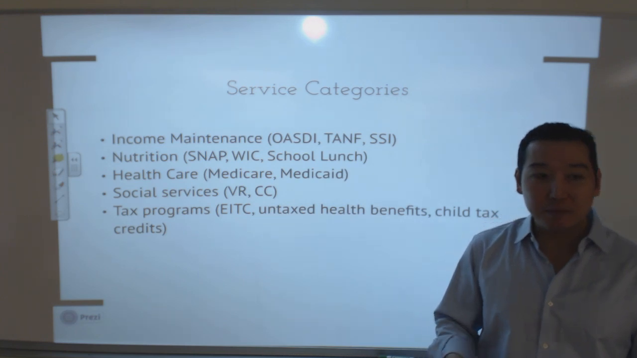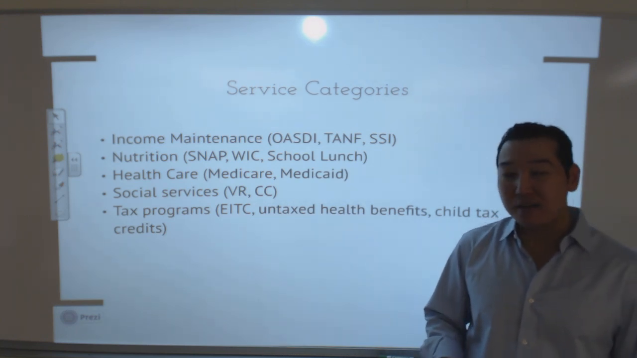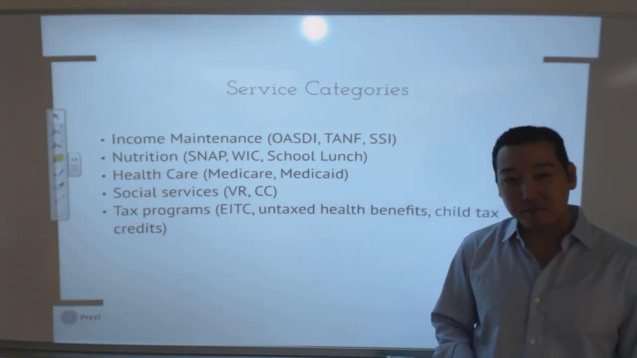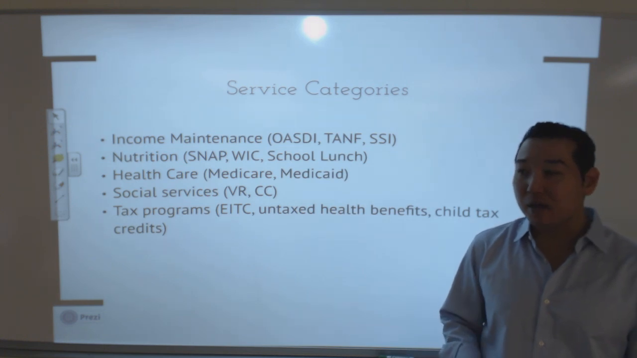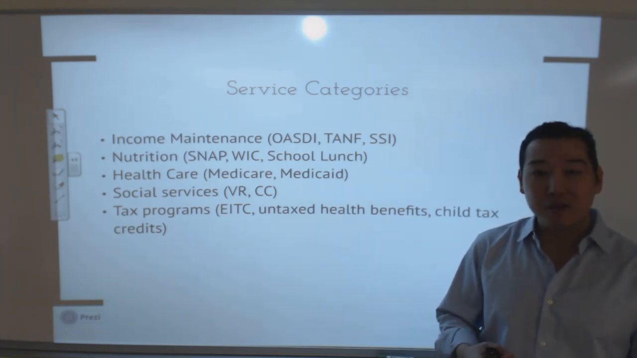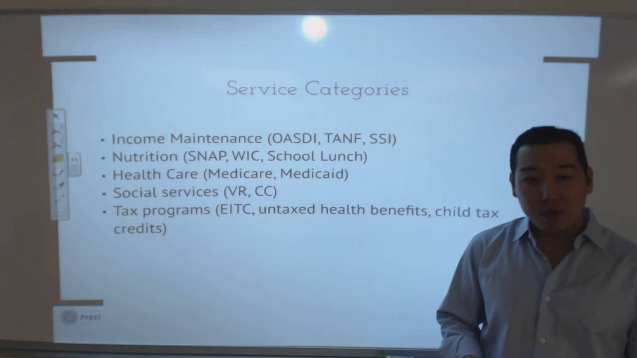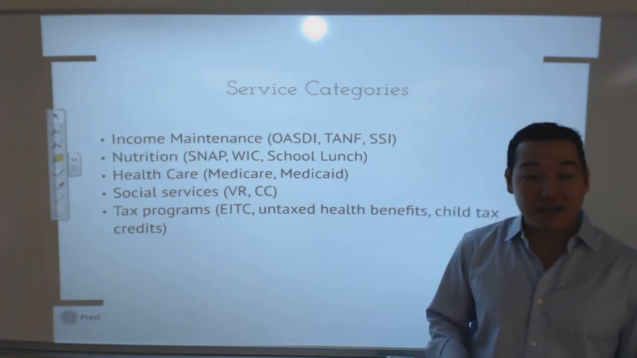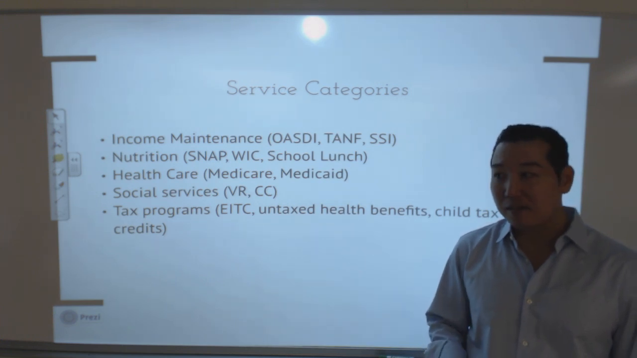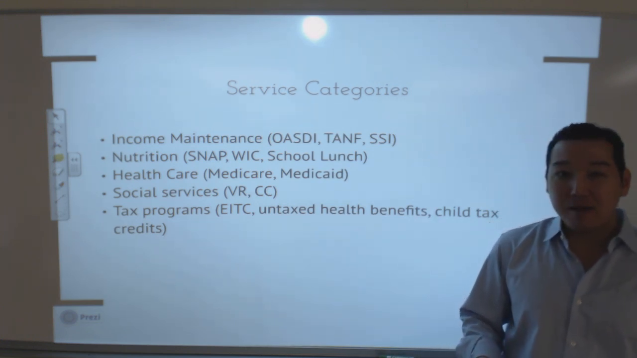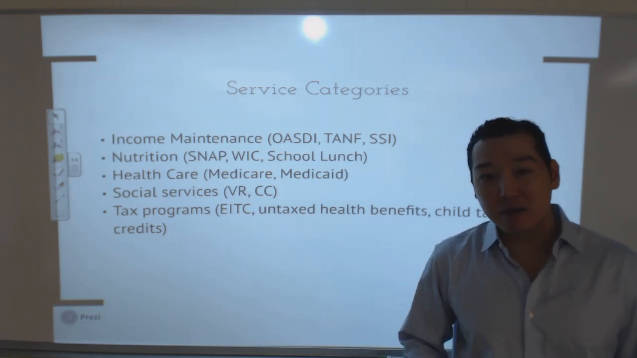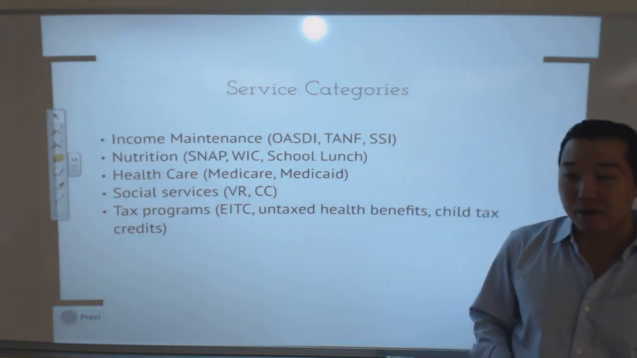And then, of course, we have some tax programs. The Earned Income Tax Credit, or EITC, provides tax assistance or supplemental payments to lower income working populations. And then the fact that your private employment-based health insurance benefits go untaxed might arguably be considered a tax assistance. And then we have the Child Tax Credit Program. We may or may not get to this this semester, but it's another example of a tax program.